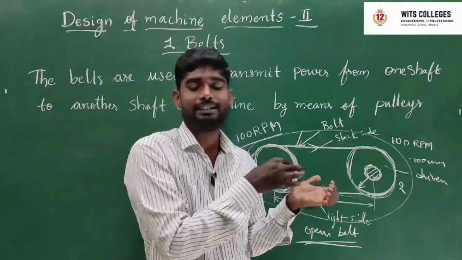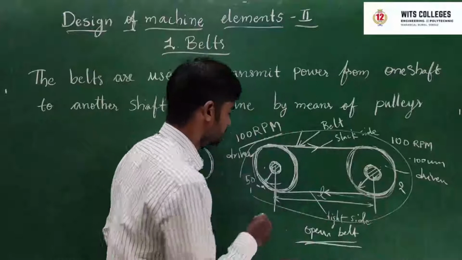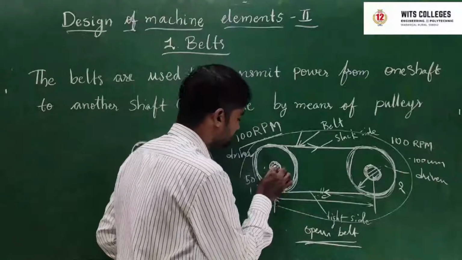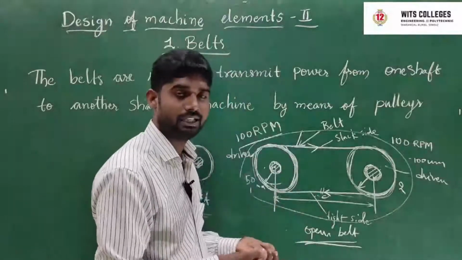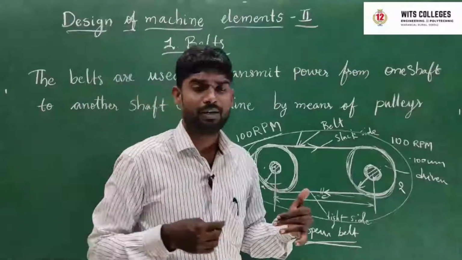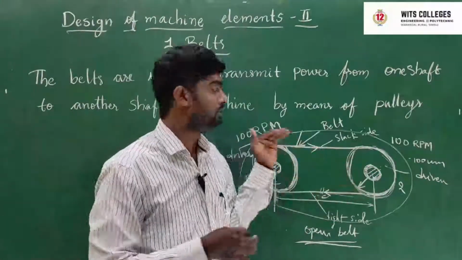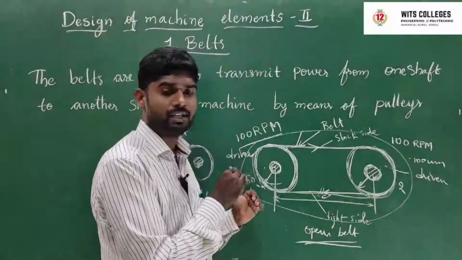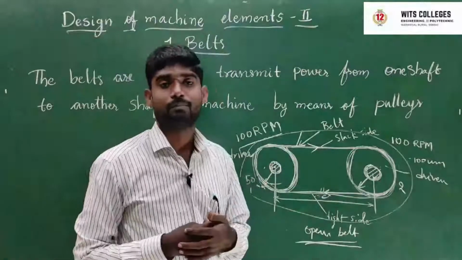Next, coming to the center distance between the shafts. We already discussed this center distance. The center distance between one shaft and another shaft is denoted by C or L. If you want to transmit power over a 1 meter center distance between the two shafts, we use a belt depending on this length. Understood? This is the center distance between the shafts. This is the selection of belt drives.